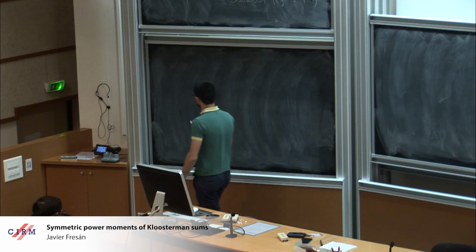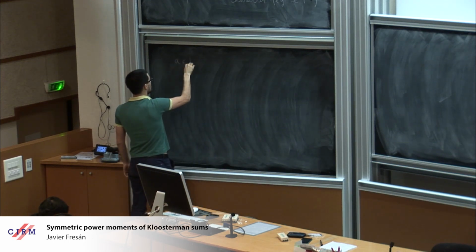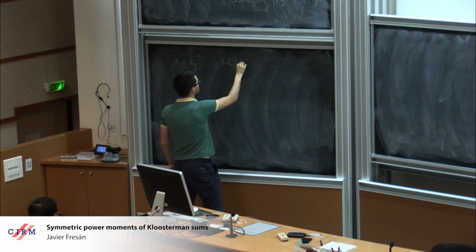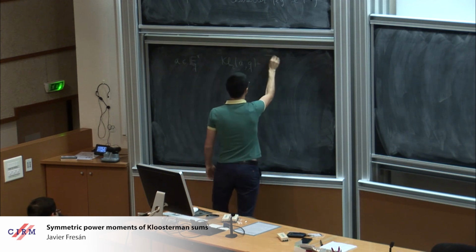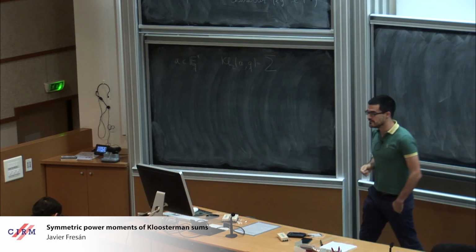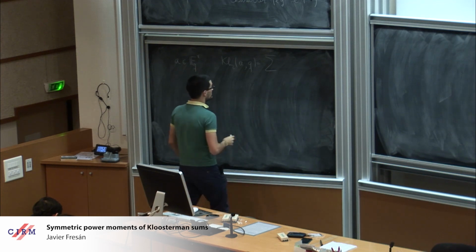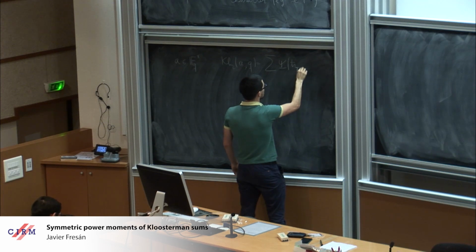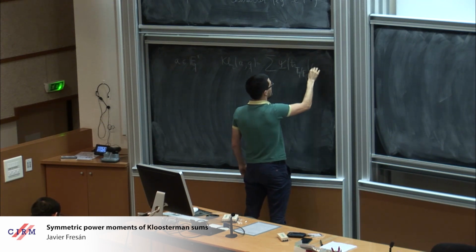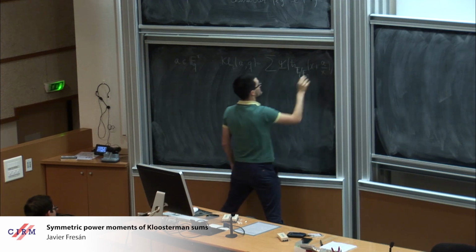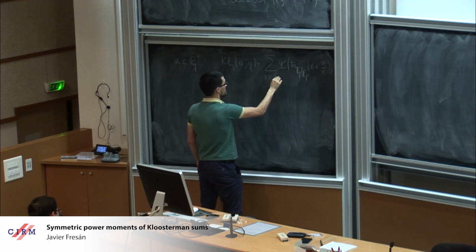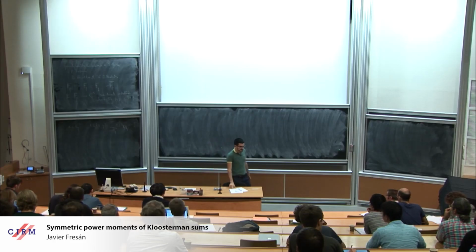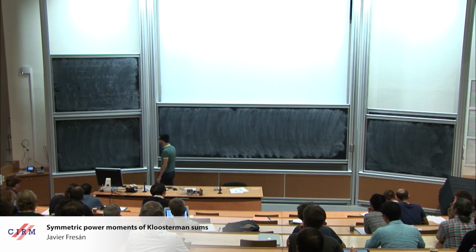There's one for each element a in F_q star, and they are defined as follows. You sum the values of the character psi on the trace, from F_q to F_p, of x plus a over x, where x is a point in F_q star. Okay, so this is a priori a complex number. You can actually show that it's real.